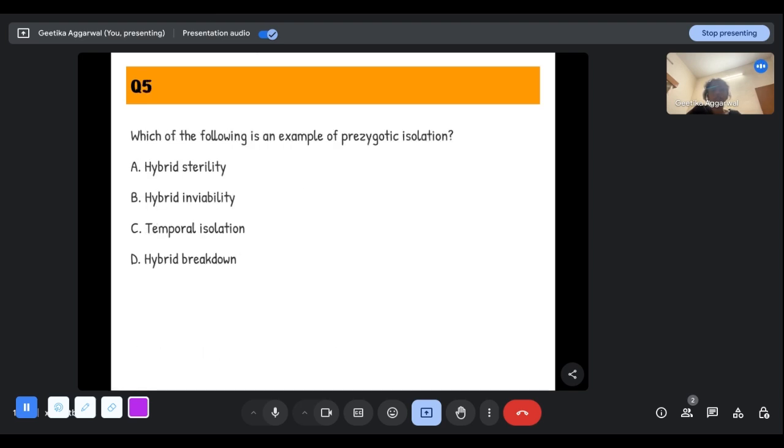Which of the following is an example of prezygotic isolation? Is it hybrid sterility, hybrid inviability, temporal isolation, or hybrid breakdown? Which of these is an example of prezygotic isolation?